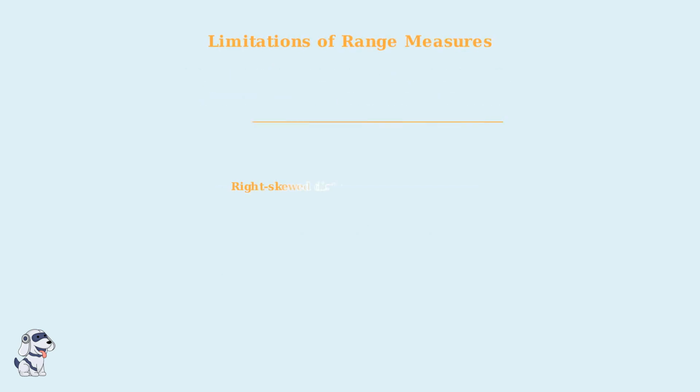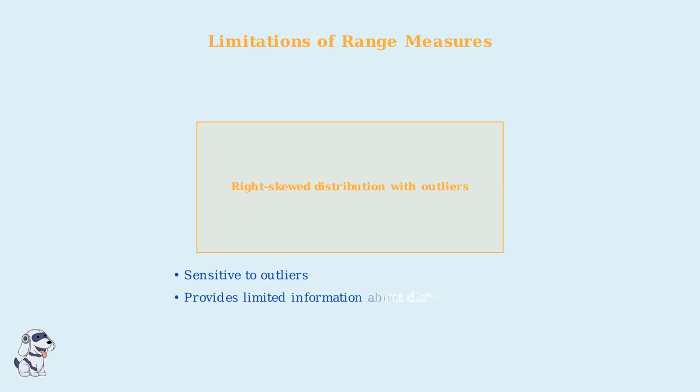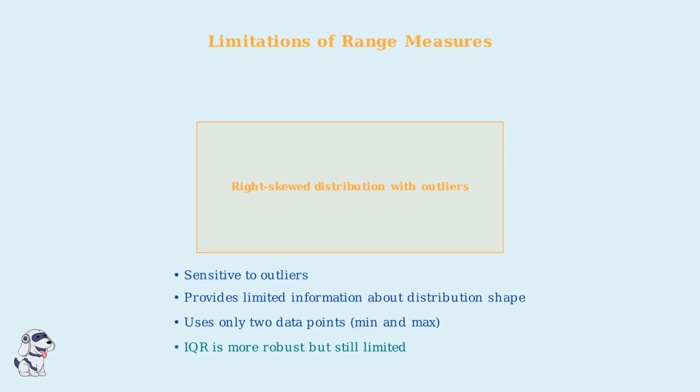Range measures have important limitations. This histogram shows a right-skewed distribution with outliers. Notice how the simple range would be greatly affected by these extreme values. The main limitations include sensitivity to outliers, limited information about distribution shape, and reliance on only extreme values. The IQR is more robust but still provides limited insight into the full data distribution.